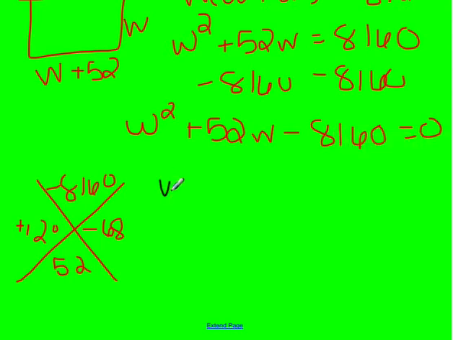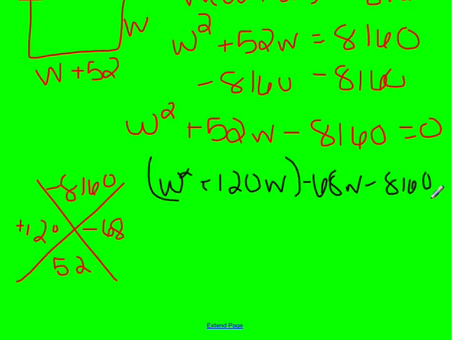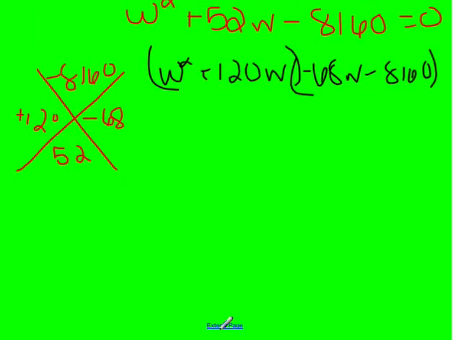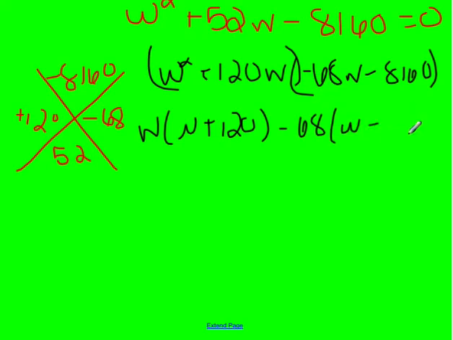So then we're going to have w squared plus 120w minus 68w minus 8,160. Now that's going to be equal to 0 eventually. So now we're going to factor by grouping. Out of my first group, I can only take out a w, and then I'm left with w plus 120. Out of my second group, I need to take out a negative GCF. Between 68 and 8,160, I can actually take out 68. And I'm dividing each of these by a negative 68, so I'm left with a positive w plus 120.